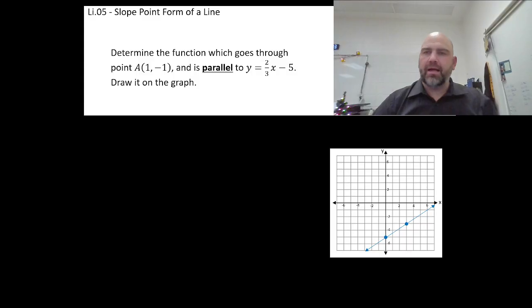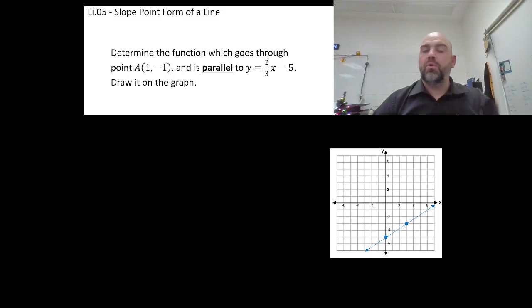We want to take that line and draw a second line which goes through the point (1, -1) and is parallel to the equation y = 2/3x - 5, which is what we're given there on the page. So first of all, we have to think of the fact that it is parallel. Therefore, it is going to have the identical slope. So it's also going to have a slope of 2/3.